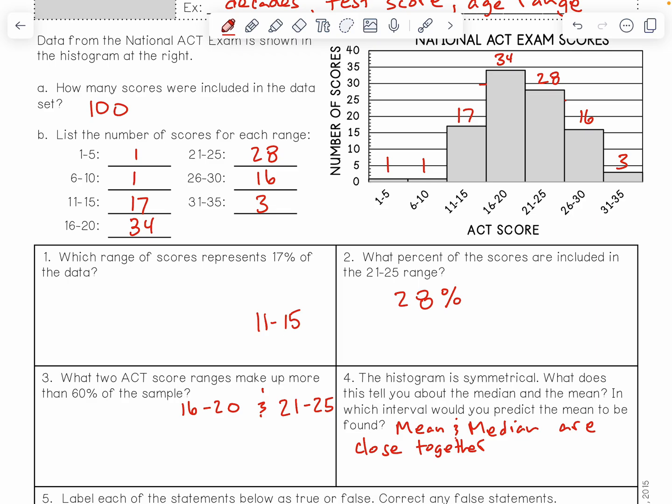And also the mean, where do you think the mean would be? It'd probably be in the highest range because it is in the center. So I would say the mean is in the 16 to 20 range.